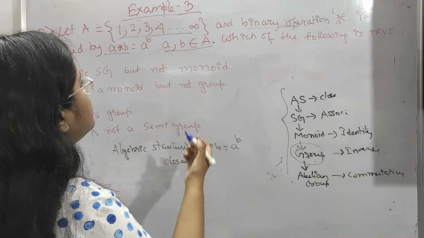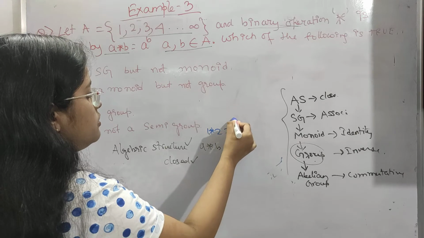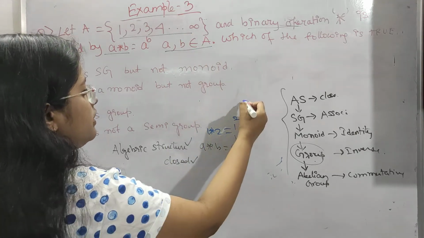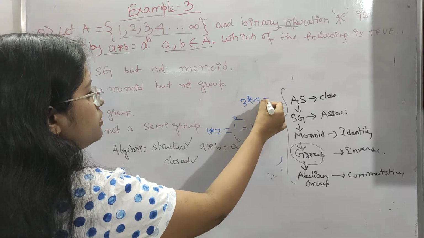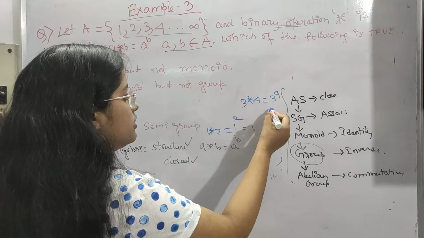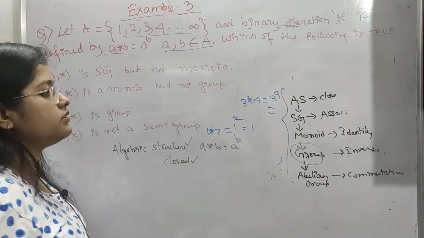Okay, if you take anything, let's take 1 star 2. It means 1 to the power 2, this is 1. So it is present. You can take any variable, anything like 3 star 4, 3 to the power 4, I don't know what this is, I'm very bad at calculations. Okay, so anything, it will always be a positive number, so it will always be present in this set, so you don't have to worry.